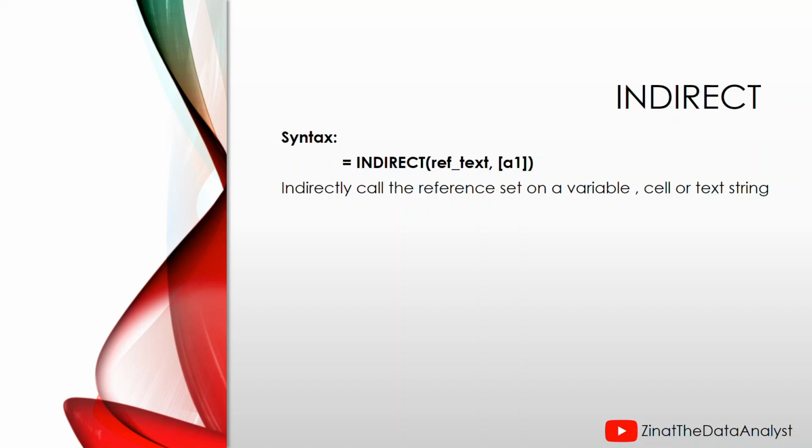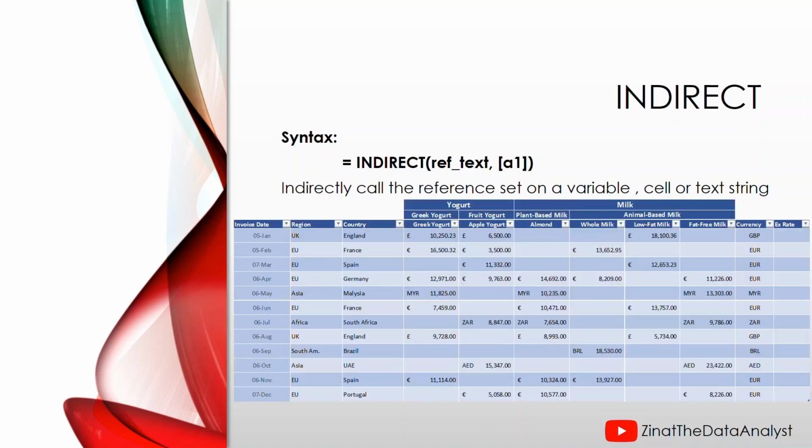The syntax for INDIRECT is like this. We insert the reference, like GBP, as a text string, and then INDIRECT calls the reference and sets its value, which is 1. For example, as I have shown in the table.